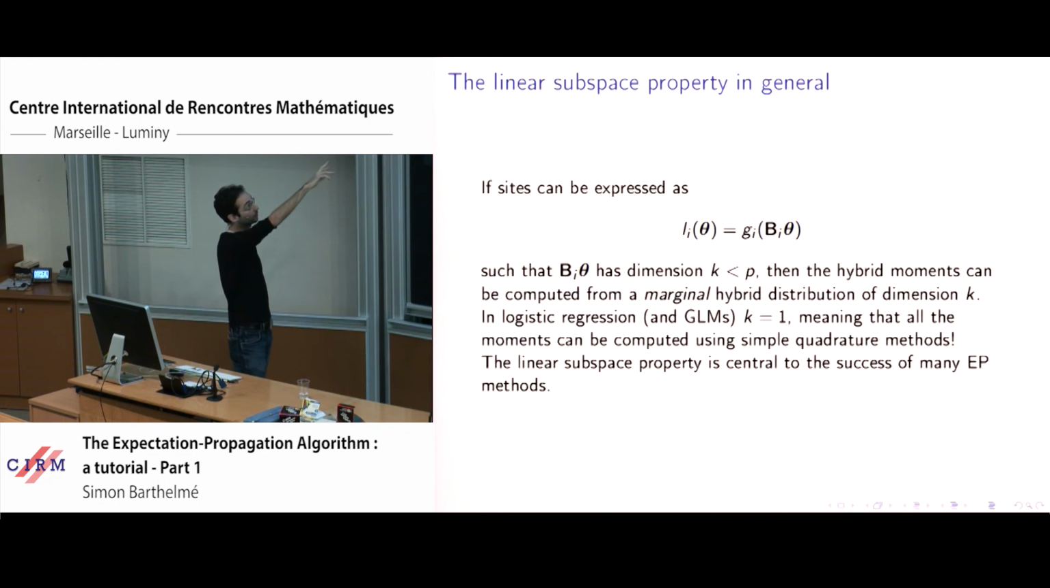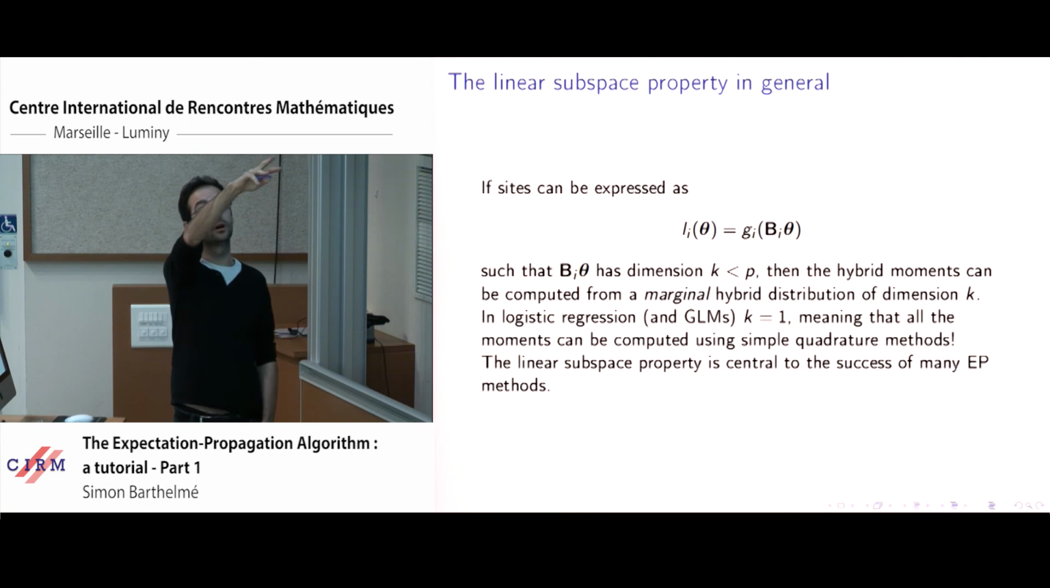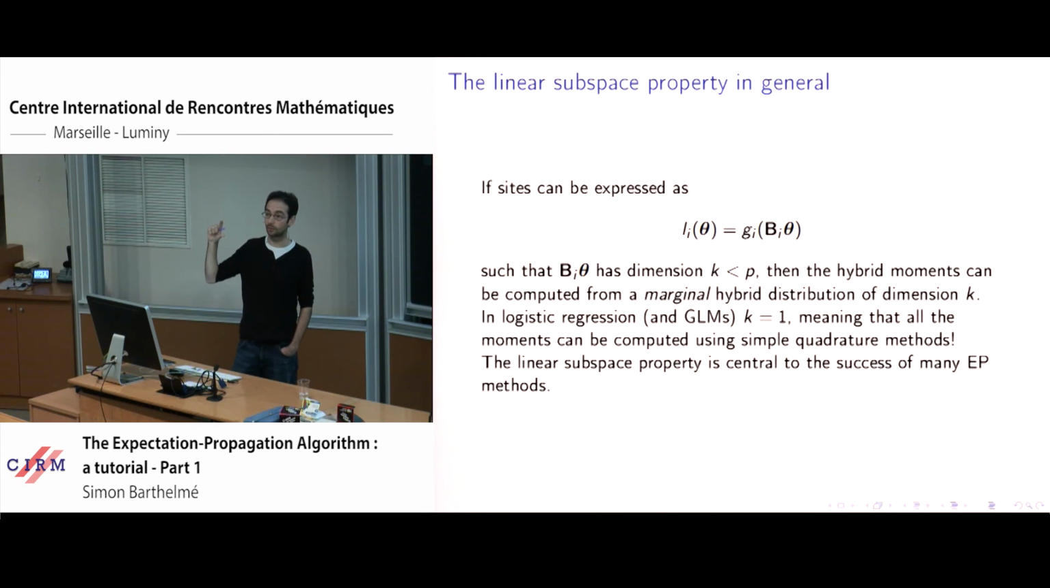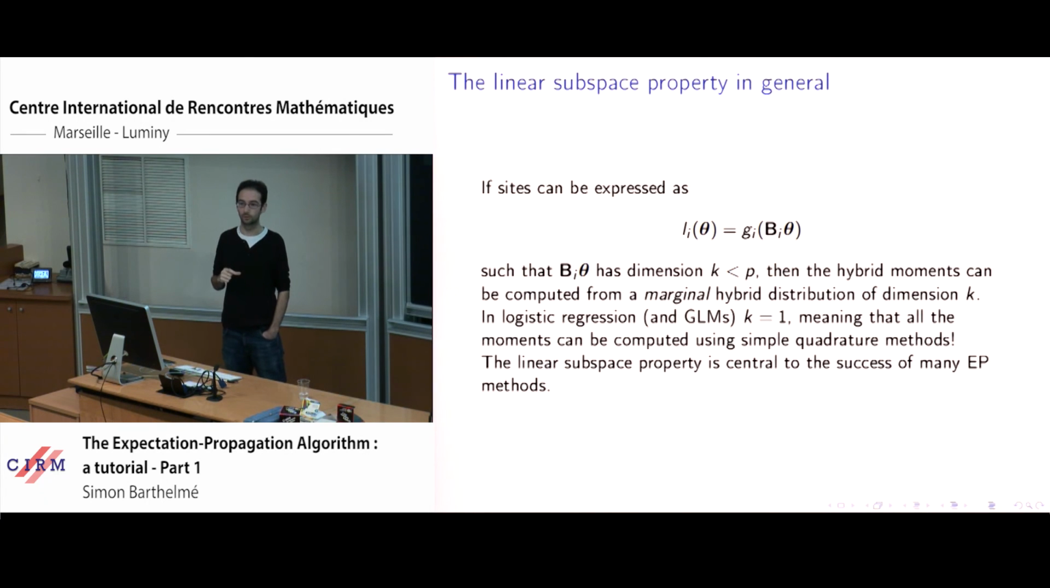So if you have a likelihood that can be written down as g_i, some nonlinear function of B_i theta, and B_i is a matrix that just summarizes theta along a few dimensions, so it has lower dimensionality, it's a projection. If you have a likelihood that only depends on a few linear dimensions, then all the moments you need can be computed based on a marginal that has fewer dimensions than p. So if B_i goes from p dimensions to k dimensions, all the moments you need can be computed based on marginals of dimension k.